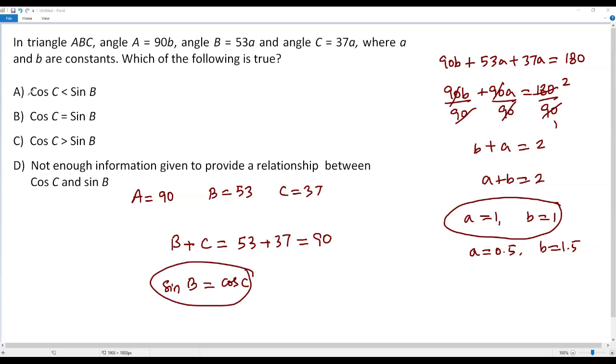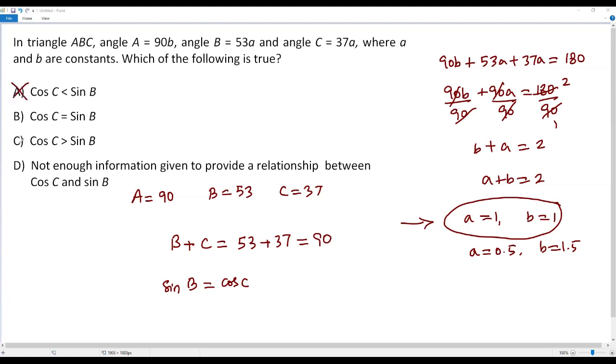But here in answer choice A, we have cosine C less than sine B. That means cosine C and sine B are not equal. So for this particular case, when A equals 1 and B equals 1, the statement we have in answer choice A is not true. Since it's not true for one particular case, we have to conclude this is not true.